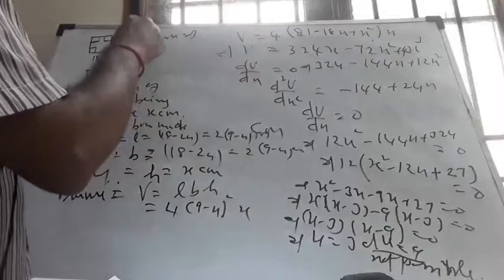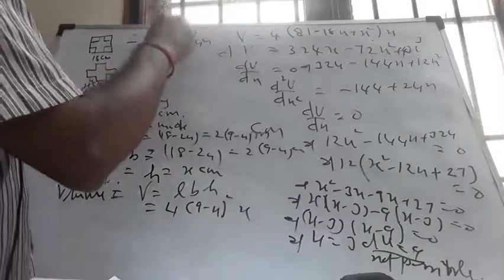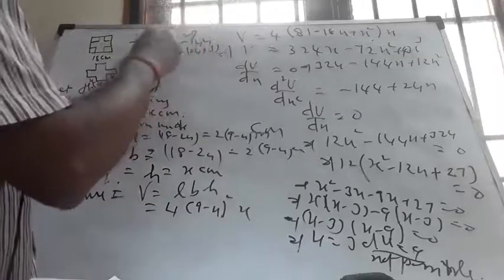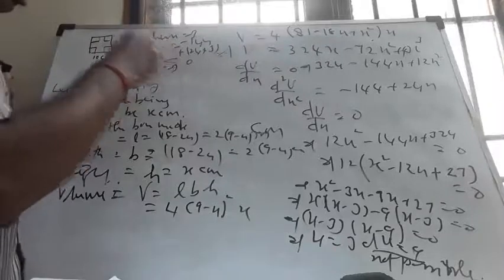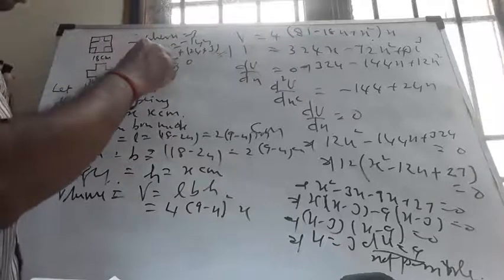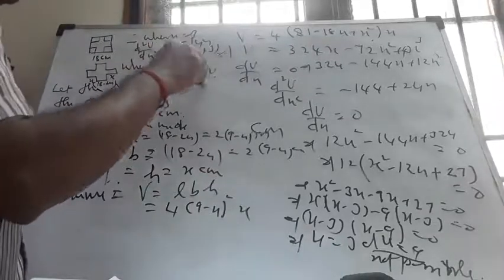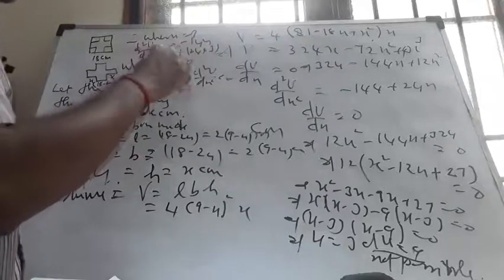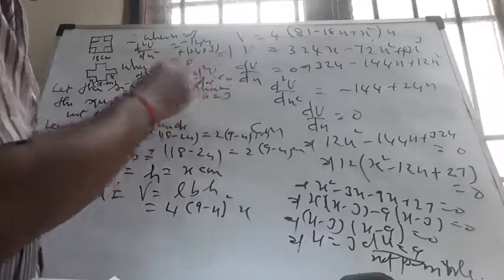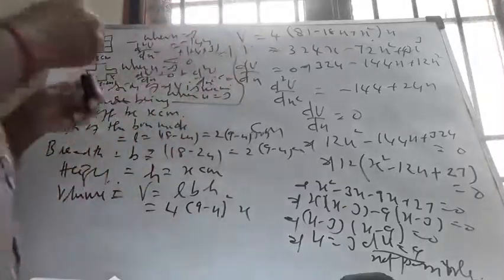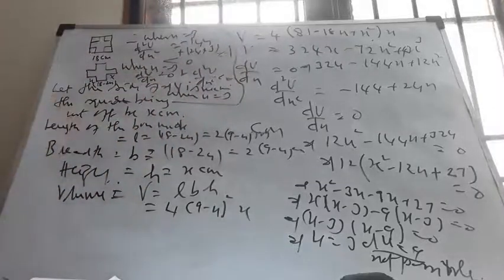d square v by dx square is minus 144 plus 24 into 3, which is anyway negative. Therefore, when x is equal to 3, dv by dx is equal to 0 and d square v by dx square is negative, which implies v is maximum when x is equal to 3. So give the conclusion in words. Therefore, the side of the square to be cut off should be 3 centimeters for the volume of the box made to be maximum possible. Let me repeat.